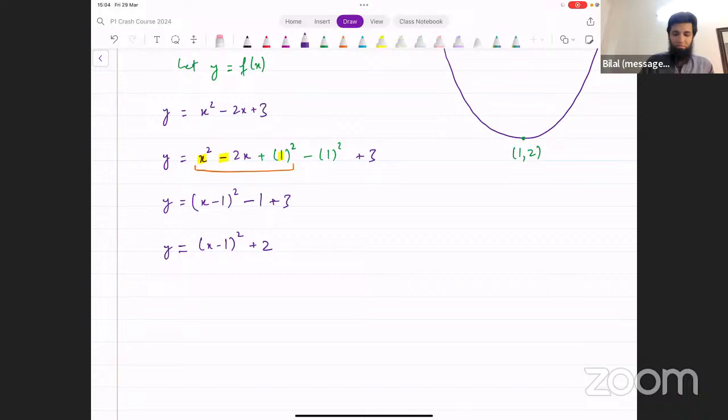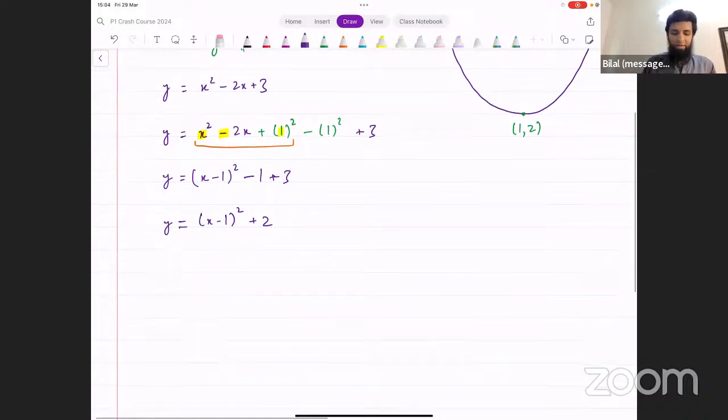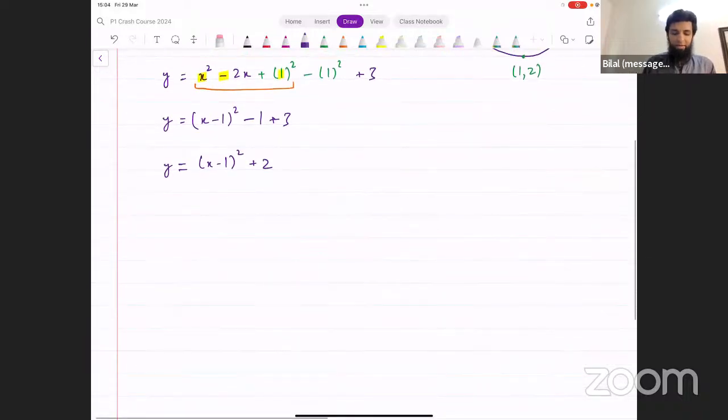And now we can make x the subject. We could not do it before. Once we have completed the square for this expression, then we can make x the subject. So what do we do now? Let's take 2 to the other side. And that will give you x minus 1 whole squared equal to y minus 2. Take square root on both sides. But remember, whenever you take square root in an equation, what do you have to do? You have to put plus minus, right? Because it could be positive or negative. Both possibilities are there. So you put plus minus square root of y minus 2.